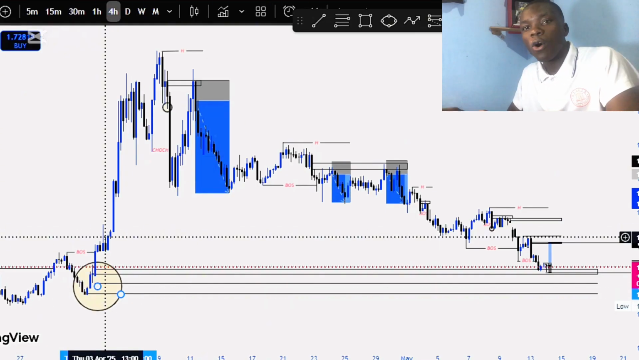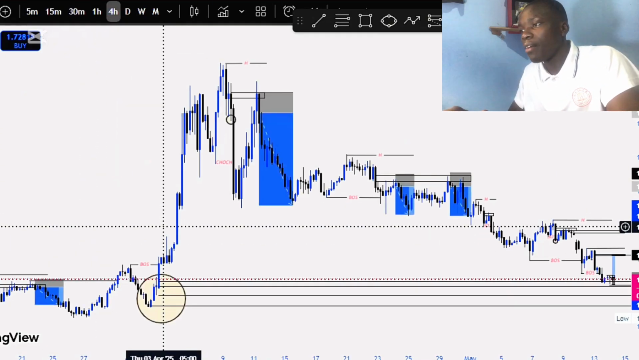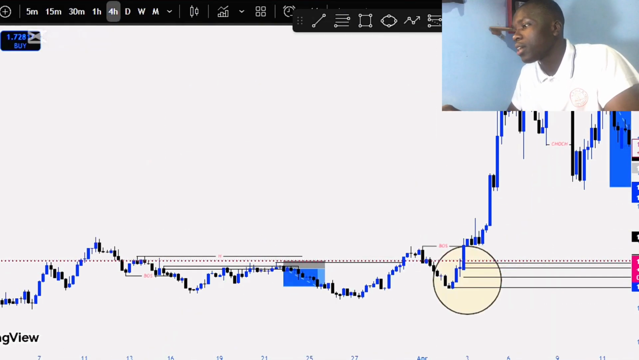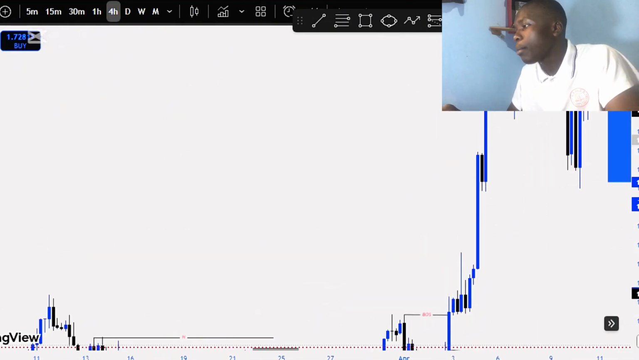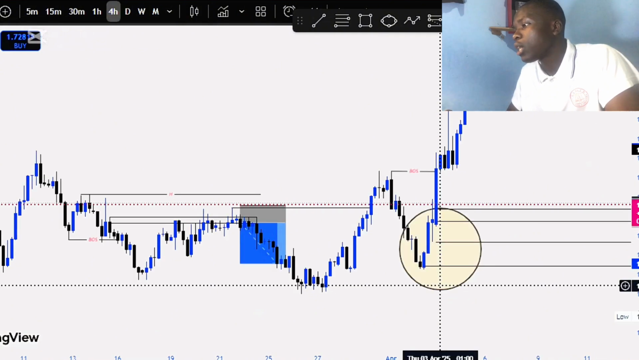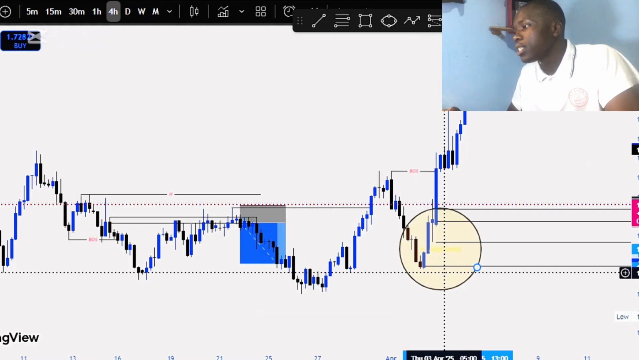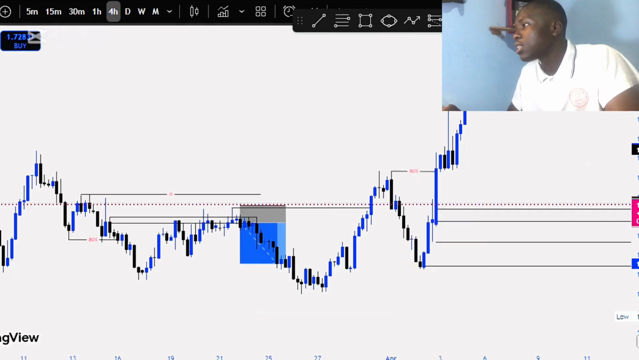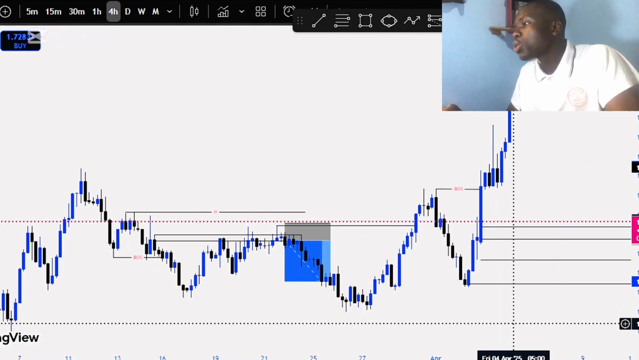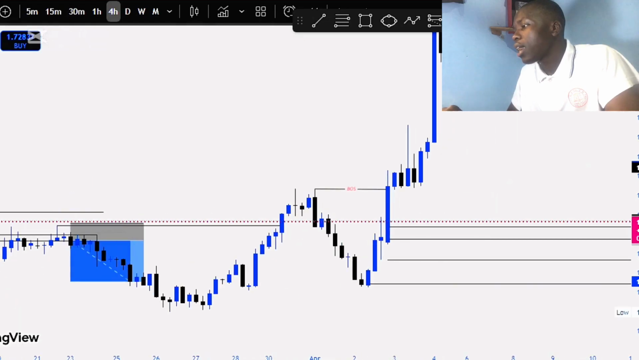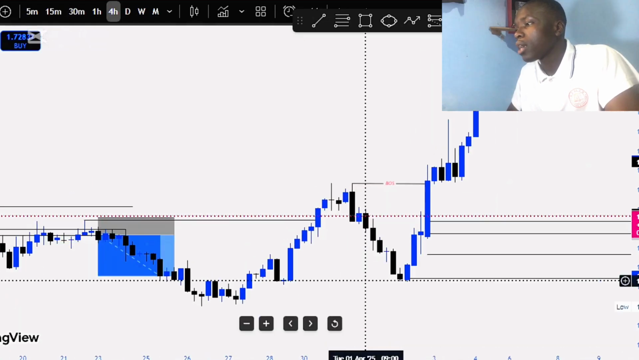So let's go more. Let me show you what I have also as a confirmation. That's one: that's the demand area. After the demand area, I mark out my break of structure. I'm going to delete this because we are done with it. So after the demand area, I mark out my break of structure.